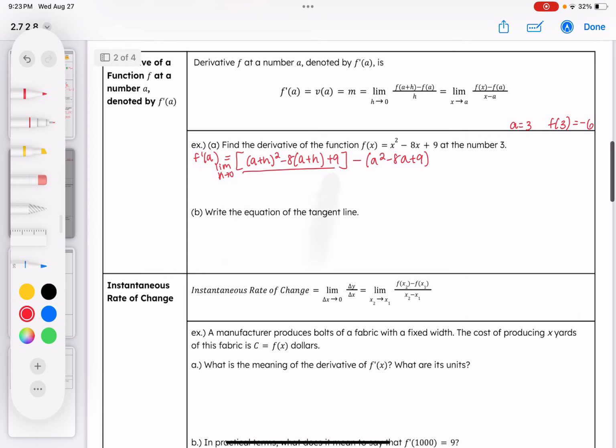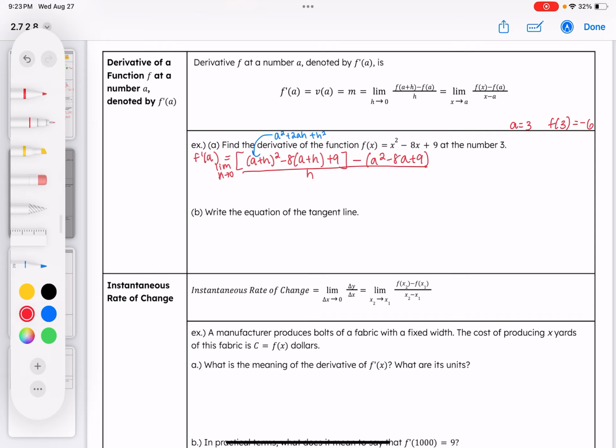Okay, all over h. Now one thing, I should have given you guys a little bit more room. This (a + h) squared means that you're going to FOIL that, because (a + h) squared is (a + h) times (a + h). So this is really a squared plus 2ah plus h squared. You could distribute that -8 to the a and the plus h.